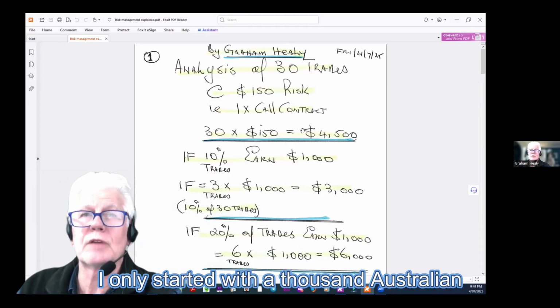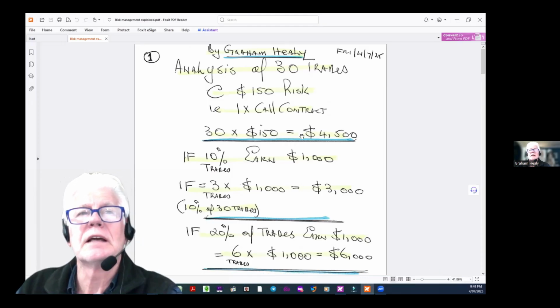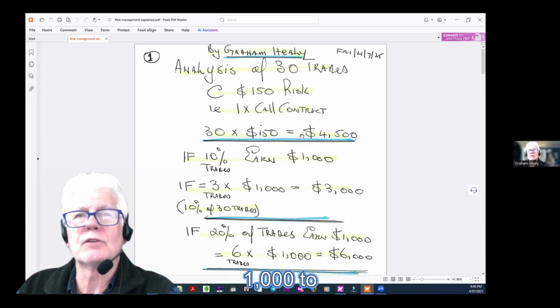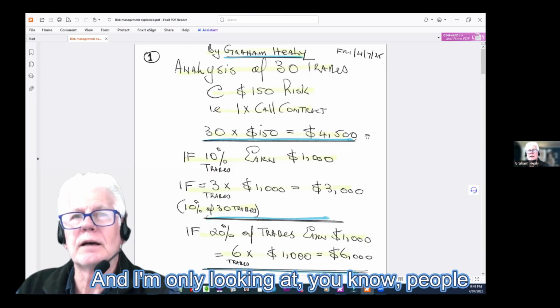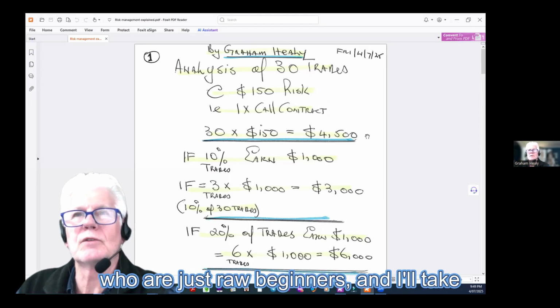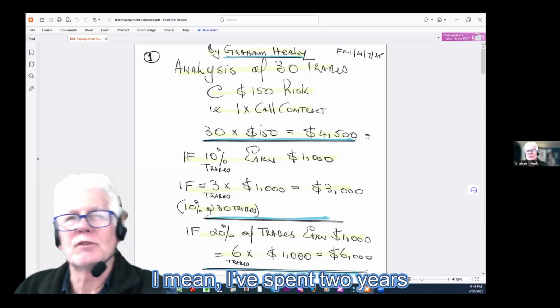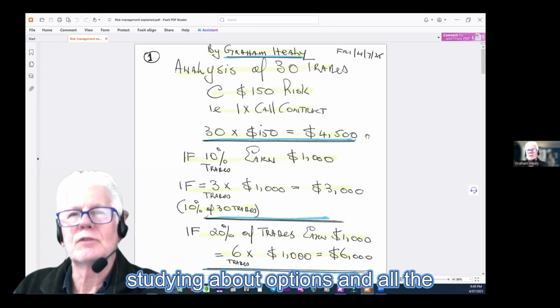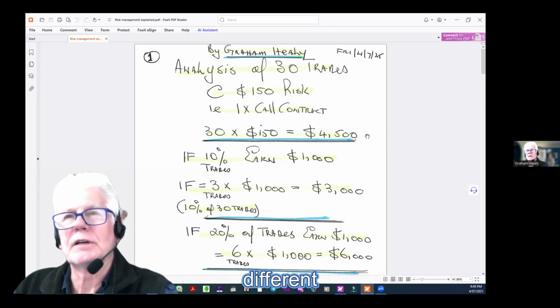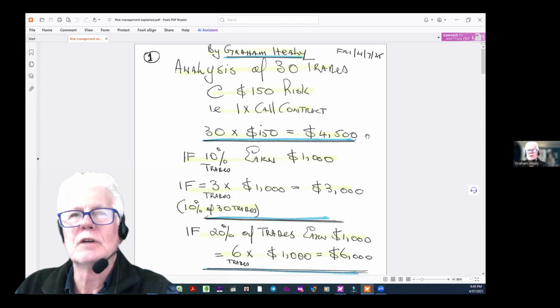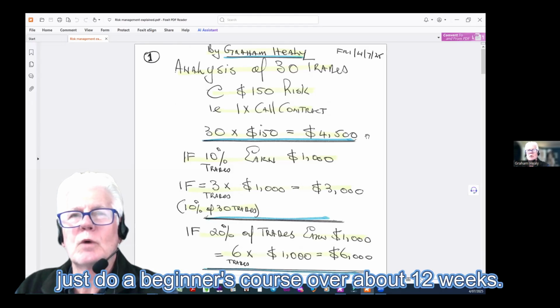I only started with 1,000 Australian dollars, and it's fluctuated up and down from about 1,000 to 5,000 in the account. And I'm only looking at people who are just raw beginners, and I'll take you through the necessary education to get you up to speed there. I've spent 2 years studying options and all the different strategies and what have you. And what I've decided to do is just do a beginner's course over about 12 weeks.